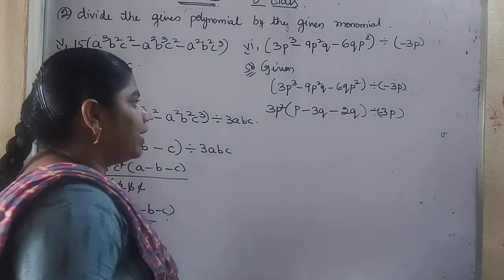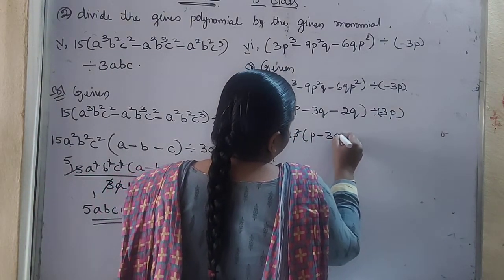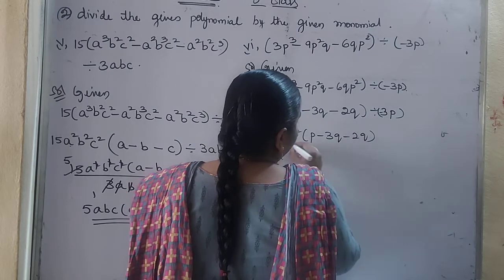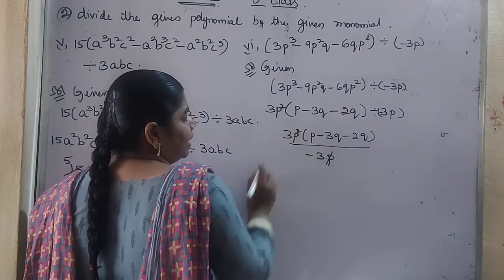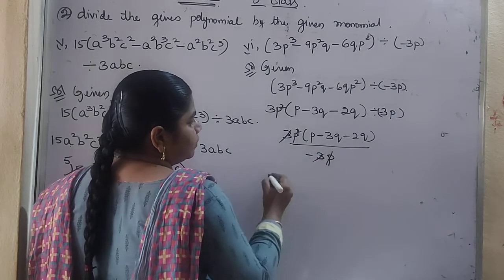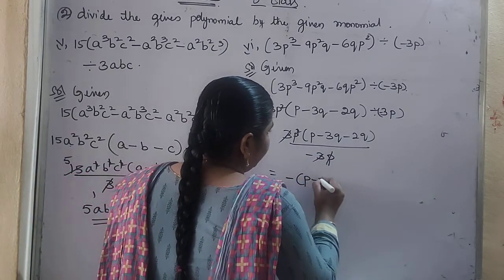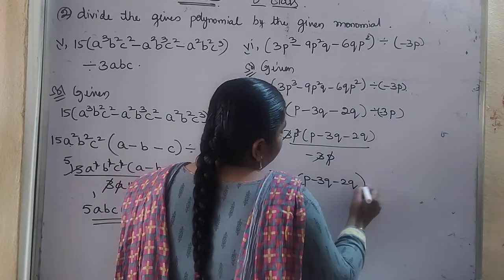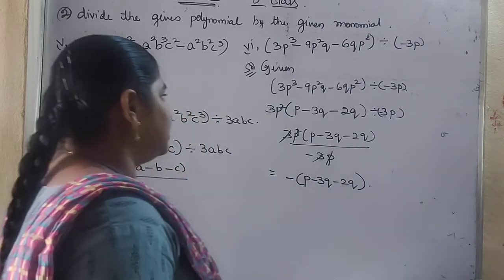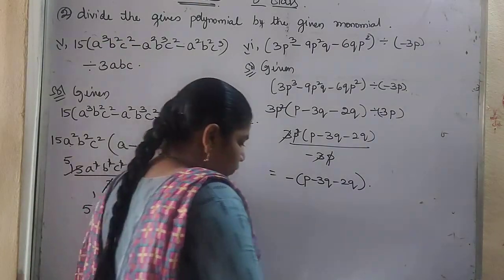Now we have to divide. So 3p square (p minus 3q minus 2q) by minus 3p. So p will get cancelled, 3 ones will get cancelled. So the answer is minus p minus 3q minus 2q. So this is our final answer. Okay, so this is our 6th question.